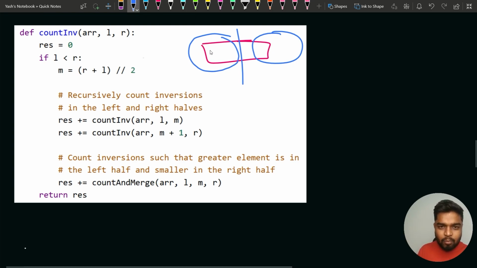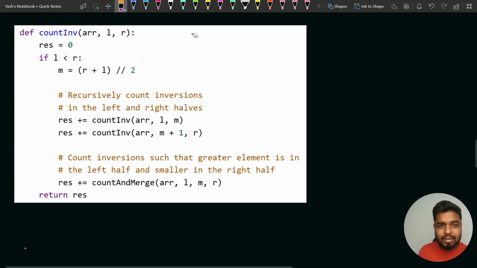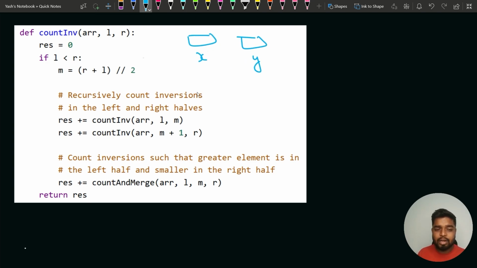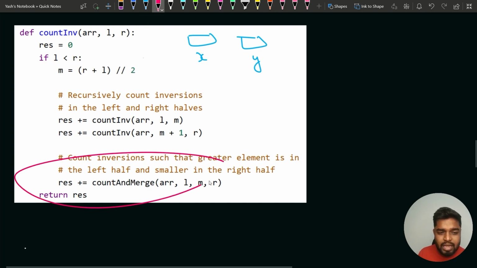Now there will be one scenario when x is greater than y and both the elements are lying in the left half. Another scenario is when x is greater than y and both are lying in the right half. These two scenarios will be counted when you call these functions. But when your x element is standing in the left array and your y element is standing in the right array, then also you need to count inversions. For that, when you're merging both the arrays, you can count such inversions efficiently.